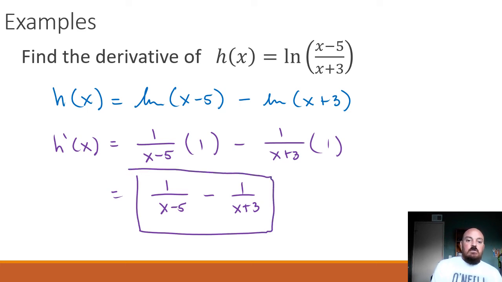Now the reason the answer looks a little different is because the other answer, 8 over x minus 5 times x plus 3, would be if we found a common denominator and combined those. But you don't have to do that. It's the same answer. And I did that just to show you guys one more time: if you have a complicated log derivative question and you do the expanding and break it up into a bunch of simple logs, the derivative work is a lot easier. So keep things like that in mind. That's important.